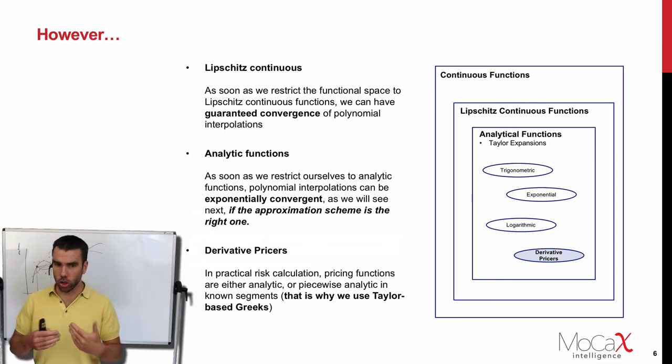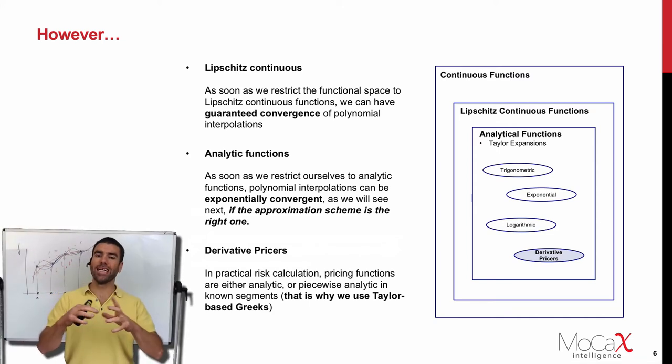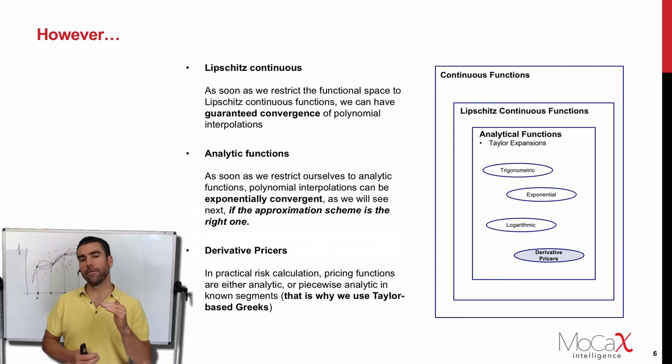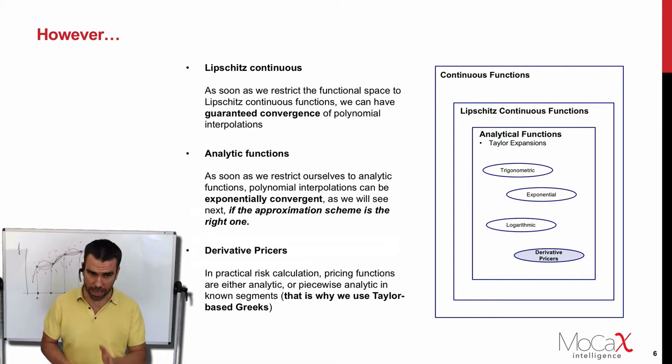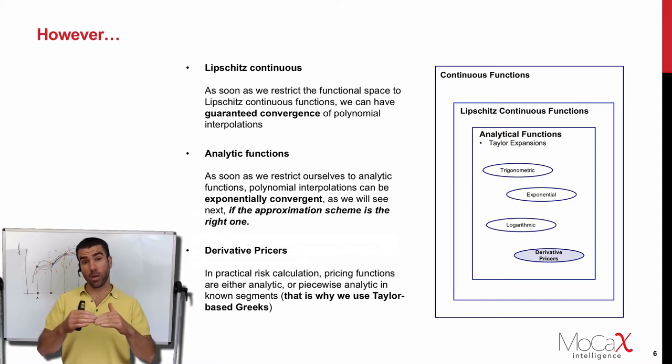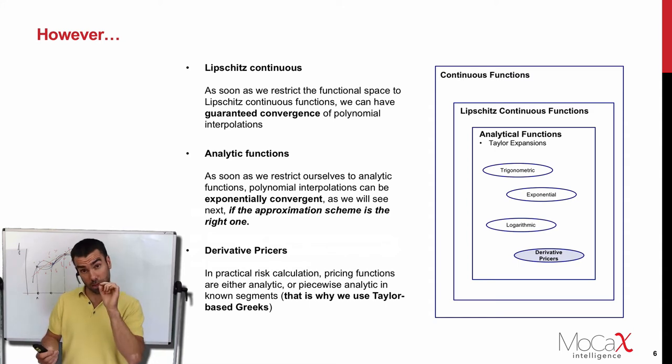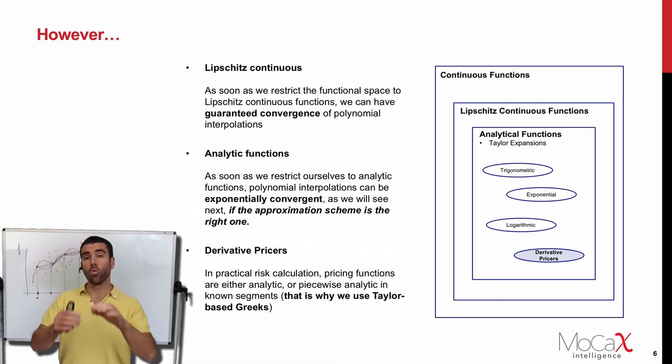That's good. On top of it, if we restrict ourselves to analytical functions, we not only have guaranteed convergence, but if we choose the right interpolation framework, we can demonstrate that it is going to be exponentially convergent. This is great. This means that we have a framework that, if the function is analytical, we can approximate the function exponentially. And what that means in practice is that with very few points, we can nail the function with a very high accuracy.